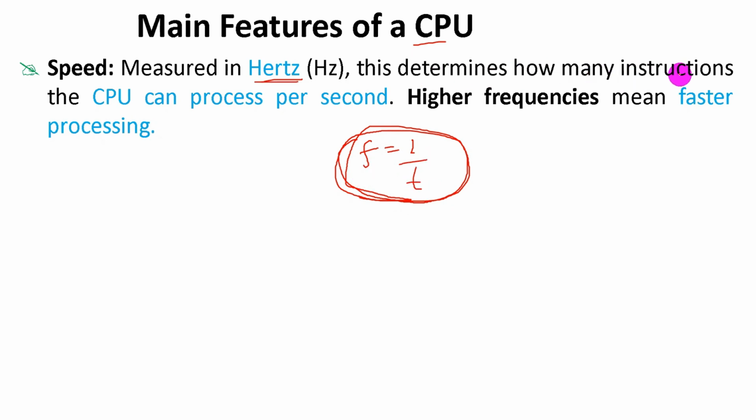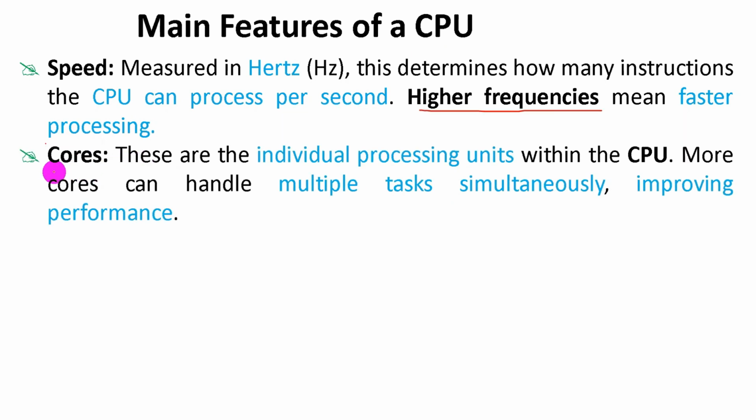This determines how many instructions the CPU can process per second. Higher frequency means that the CPU speed is high, or faster processing to execute instructions or to calculate any mathematical operation.